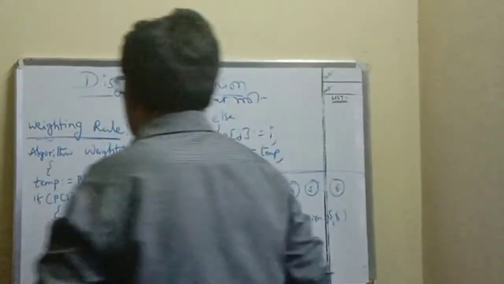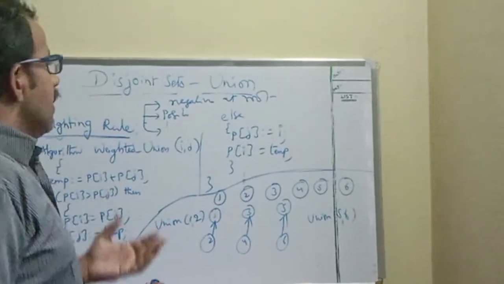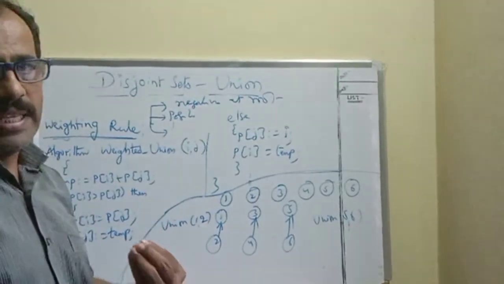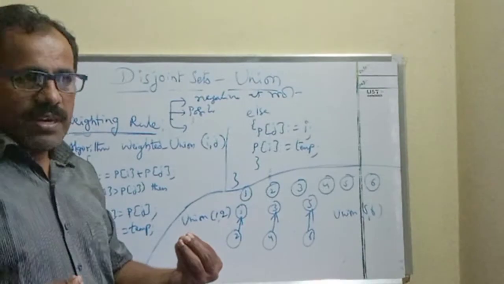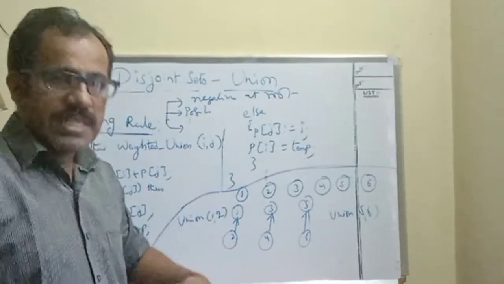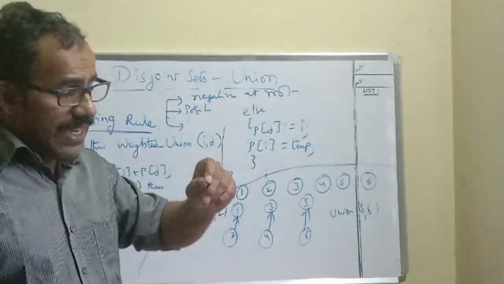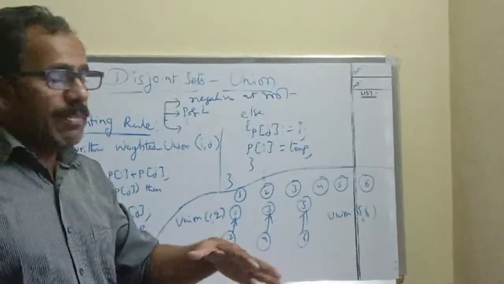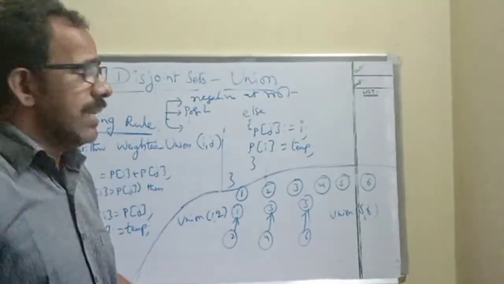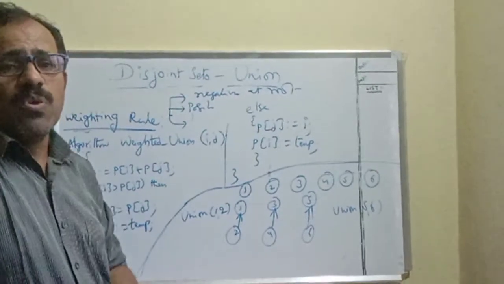Now, the weighting rule that I told you: first count how many nodes are there in the tree and how many nodes are there in the subtrees. Like that, at each and every node you are supposed to represent the count. What do you mean by count? We call it weight. Weight means the number of nodes in that particular tree.